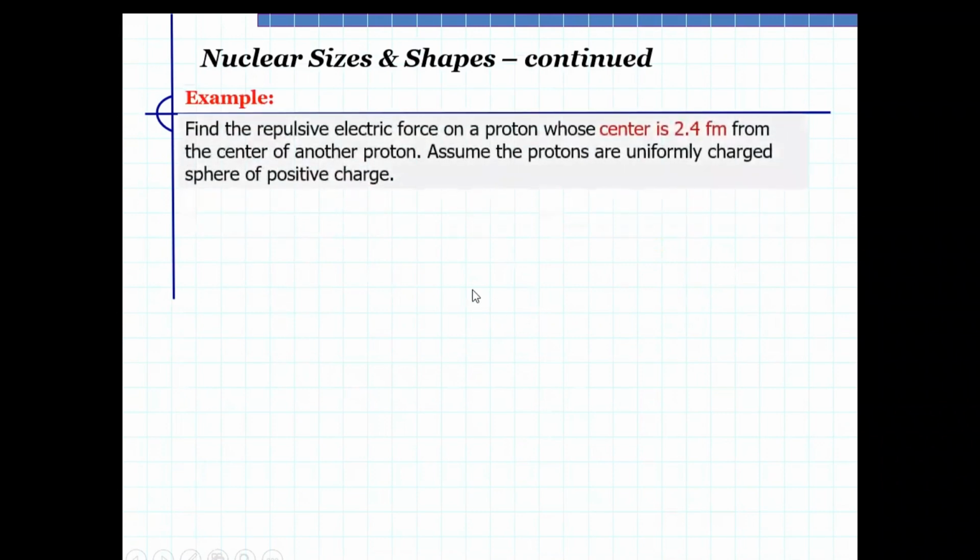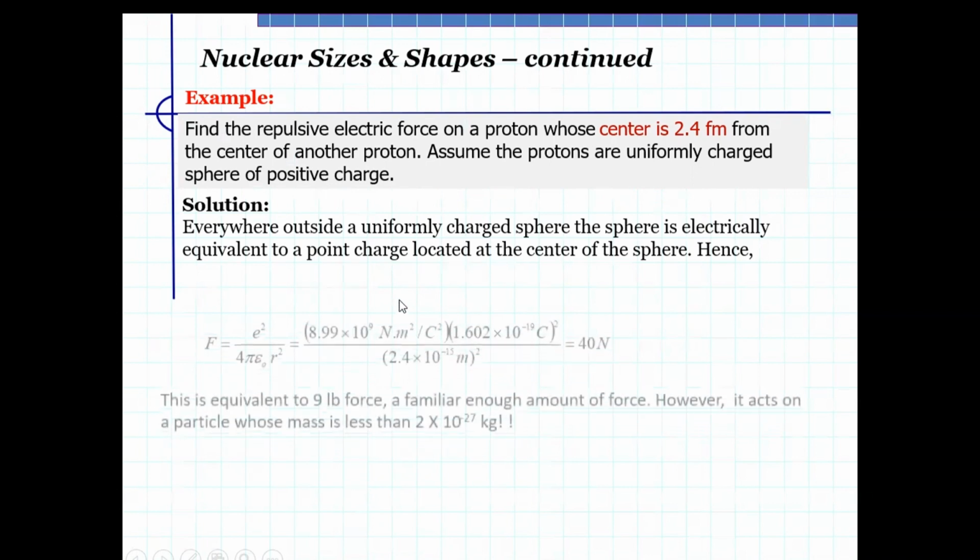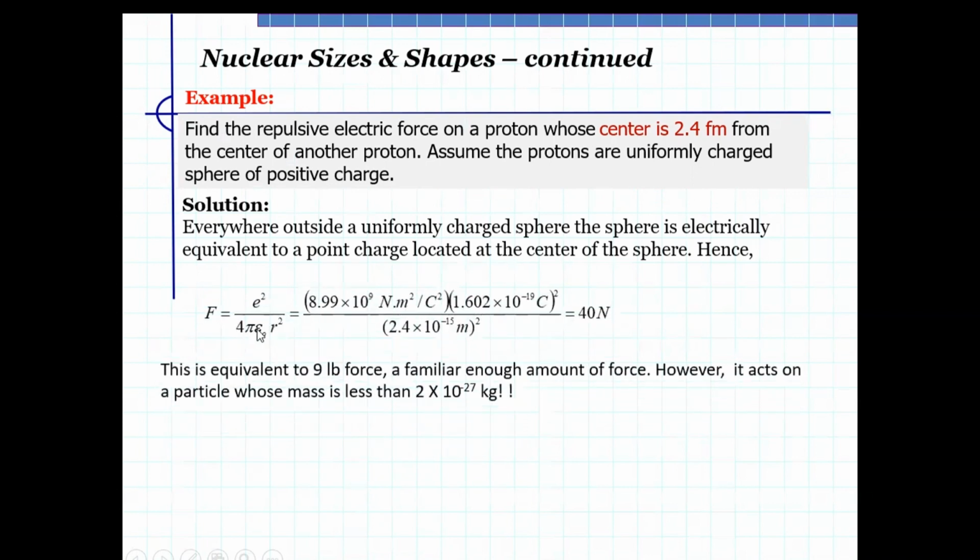Let's do another example and find the repulsive electric force on a proton whose center is at 2.4 femtometer from the center of another proton, and assume that the protons are uniformly charged spheres of positive charge. So let's find out the solution. We consider that the charge is uniformly distributed on a sphere, electrically equivalent to a point charge located at the center of the sphere, and hence the force between the two charges is given by the Coulomb formula.